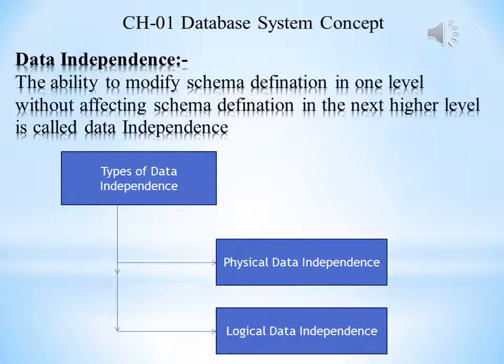The ability to modify schema definitions in one level without affecting schema definitions in the next higher level is called data independence. It is defined as a property of DBMS that helps you to change the database schema at one level of a database system without requiring to change the schema at the next higher level. It helps you to keep the data separated from all programs that make use of it. You can use this stored data for computing.